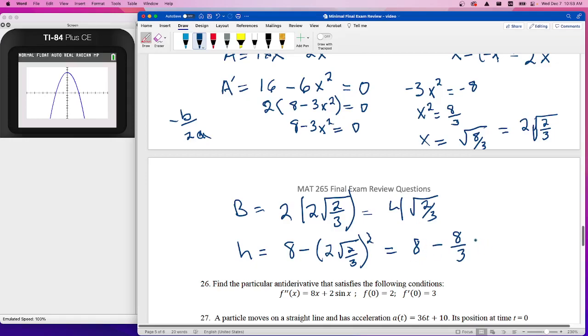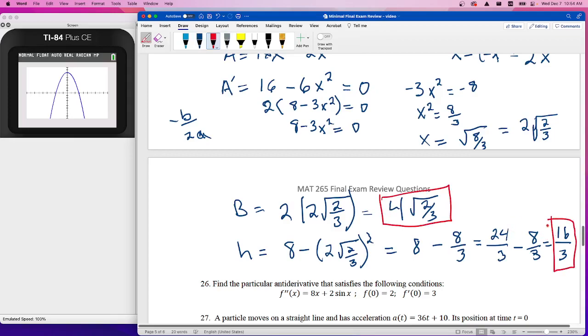And 8/3, so get a common denominator. 3 and multiply the top and bottom by 3. That's going to give you 24/3 minus 8/3. 24 minus 8 is 16. So 16/3. That's its height. Base and height.